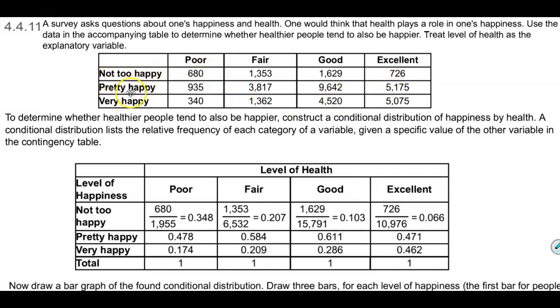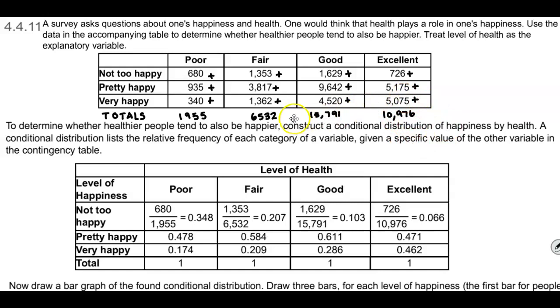Now we have 3 rows which say not too happy, pretty happy, and very happy, and then we have 4 columns which go from poor, fair, good, and excellent, and therefore you can see what the survey results end up being. So now after we have the survey results, we're going to add the totals for each column. The total for the column that represents poor is 1,955. The total for the column that represents fair is 6,532. The total for good is 15,791, and excellent is 10,976.